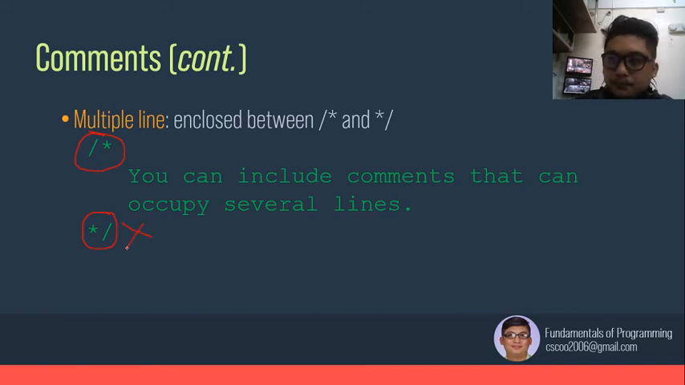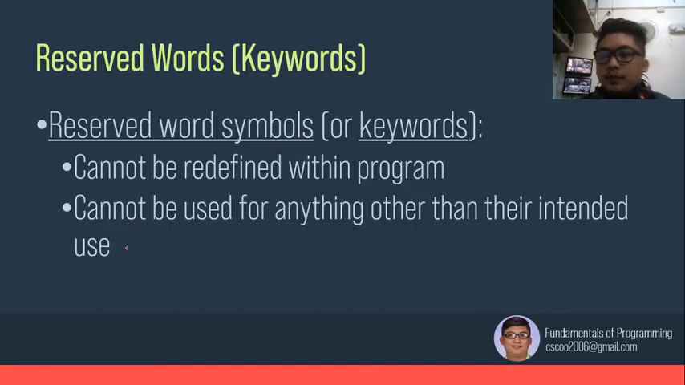Next, in C++ we also have reserved words, or keywords, which cannot be redefined within a program. When we say redefined, you cannot reuse them as the name of any structure. For example, if you create a variable and want to give it a name that is a reserved word, C++ doesn't allow that. Reserved words cannot be used for anything other than their intended use.